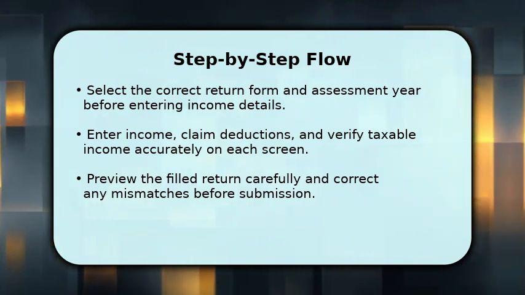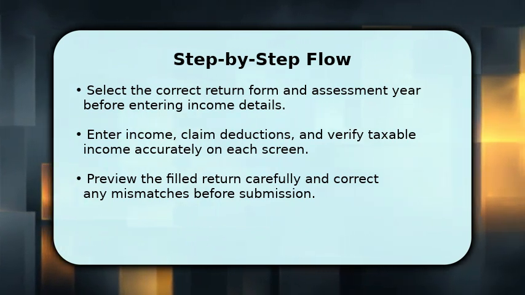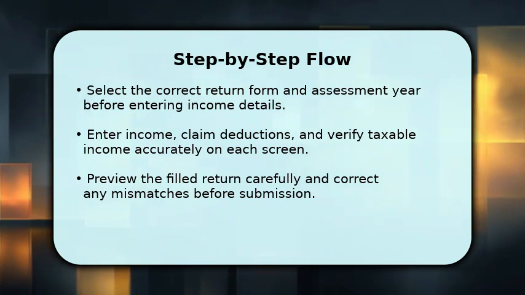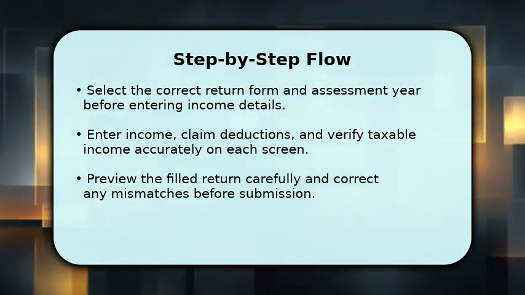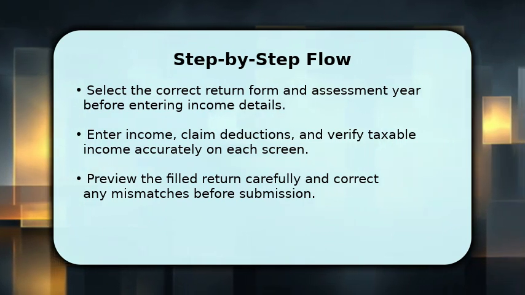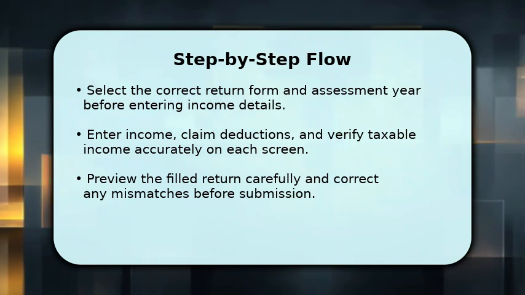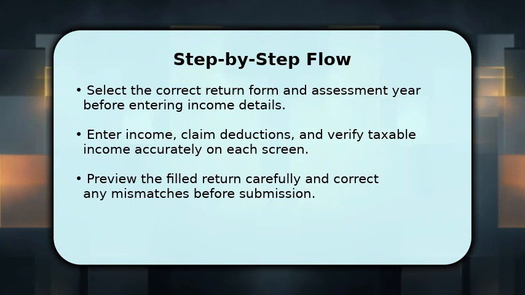Fill income details from Form 16, interest certificates, and other receipts, then apply eligible deductions under the right sections. Use the preview to check totals, TDS entries, and refund bank details so the data matches your records exactly. When everything looks correct, submit and approve the filing using the net banking OTP to complete the process securely.